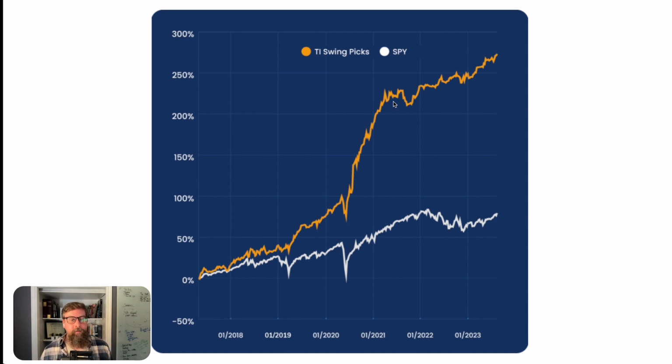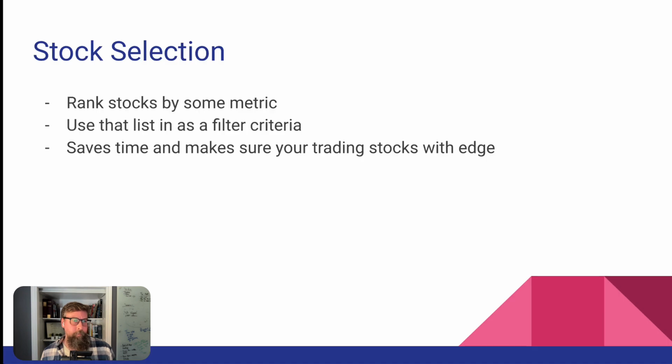We're just rotating the system into that. Great relative outperformance to the overall market, making new equity highs, even when the market was struggling to get up to new highs there.